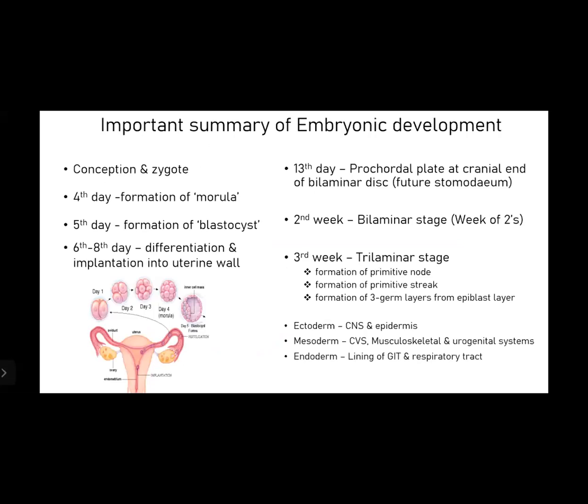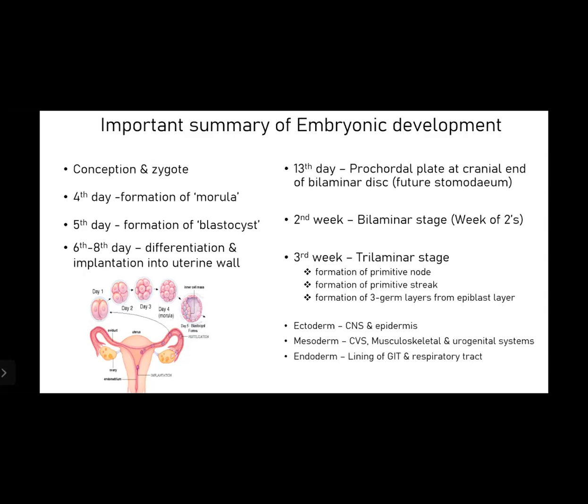Okay, so I will just give a short summary of the embryonic development until the time that we have the pharyngeal arches developing. You have conception and the zygote, and then on the 4th day you have the formation of the morula. The morula is a 16-cell structure, called the morula because it somewhat resembles a mulberry. And from the 5th day, you have the formation of the blastocyst.